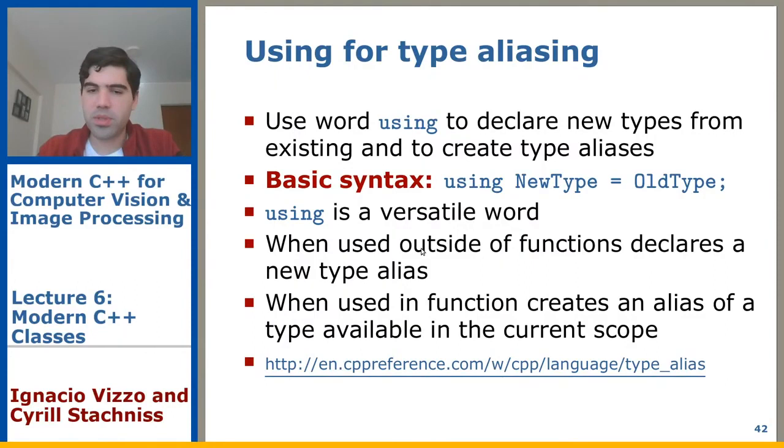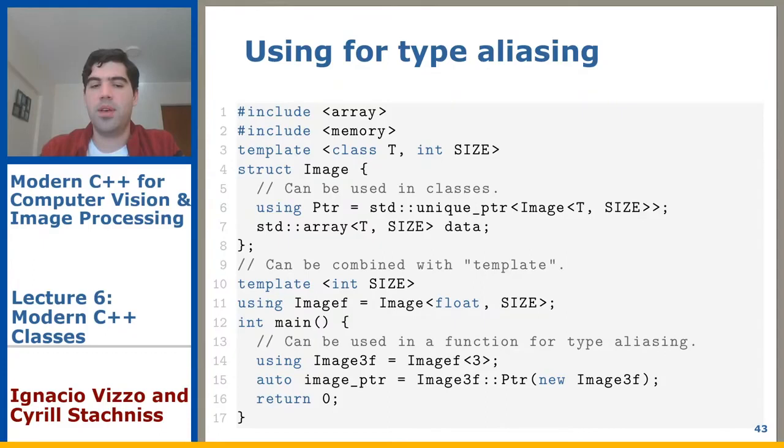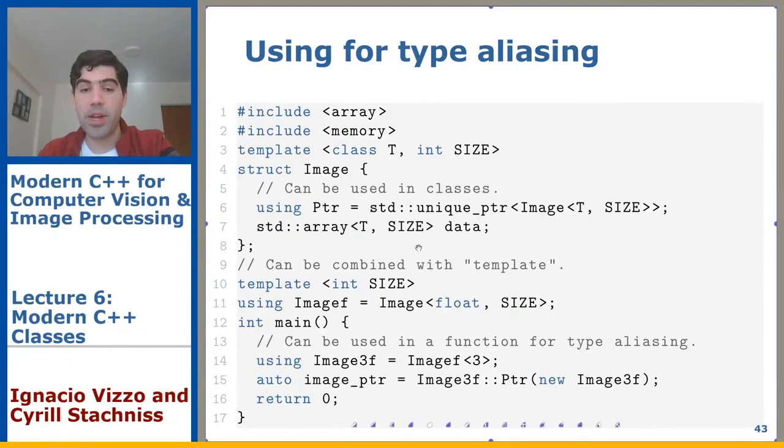And when you use it inside the function, we'll create a type alias, but within the scope of the function. So this is something that you should start using from now on to make your code more readable. This basically has no impact on the runtime, and actually improves the code readability.